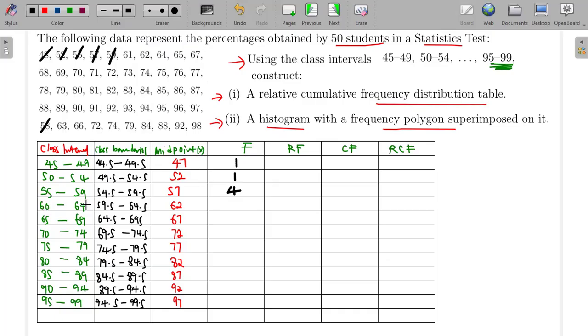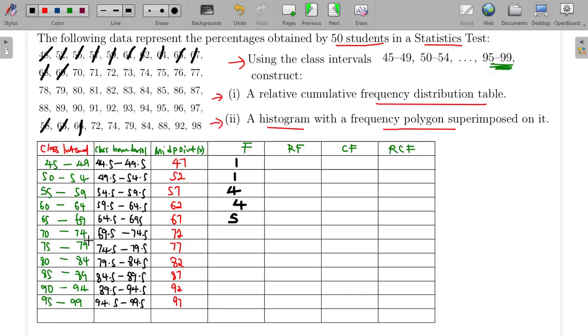Between 60 and 64, I'm going to find how many. So 1, 2, 3. And then is there any other here? Okay, this one, 4. So I'm going to write 4. What about 65 and 69? So I have 1, 2, 3, 4, 5. So that will be 5.